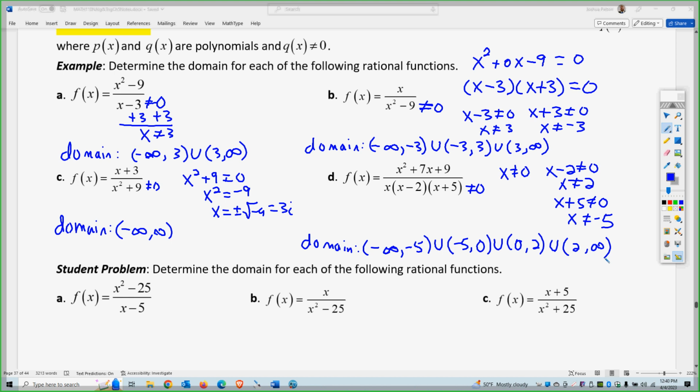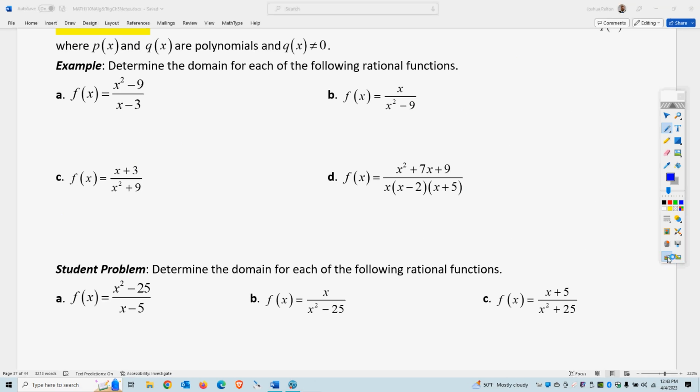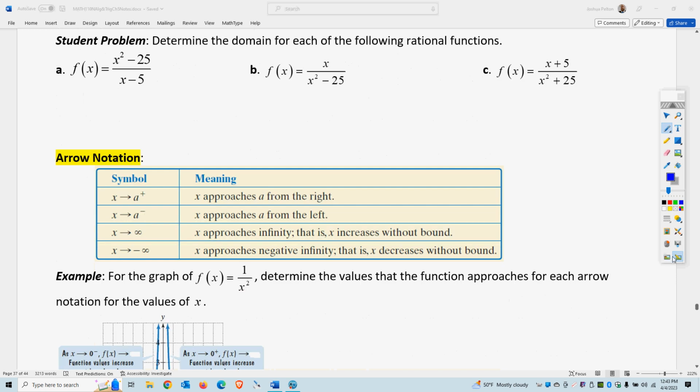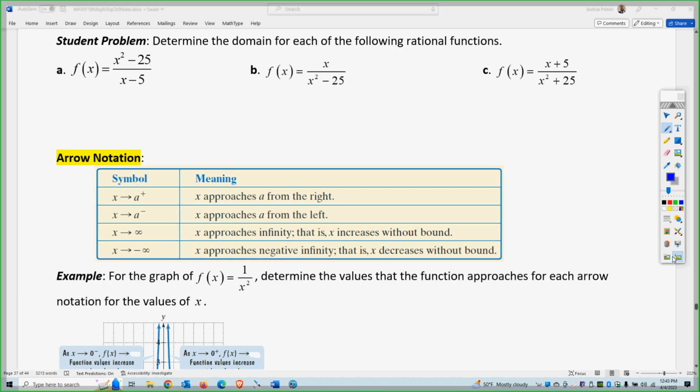All right, pause the video. Try the student problems for yourself. Okay, so that cannot equal 0. So the domain is negative infinity to 5, union 5 to infinity.